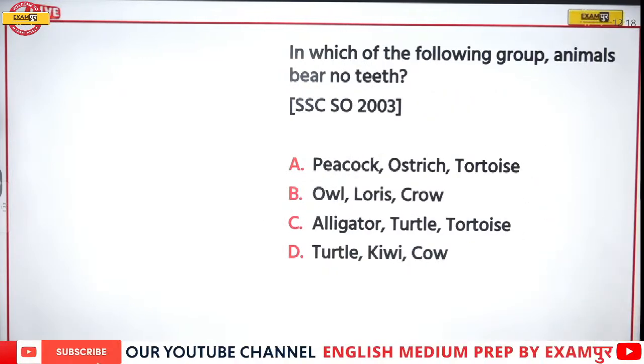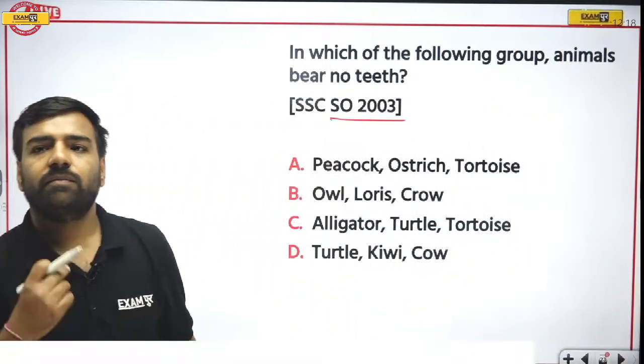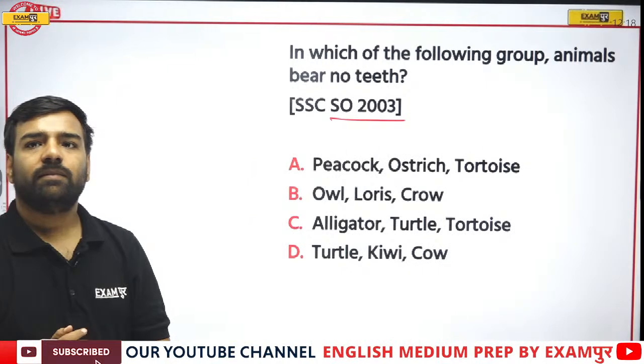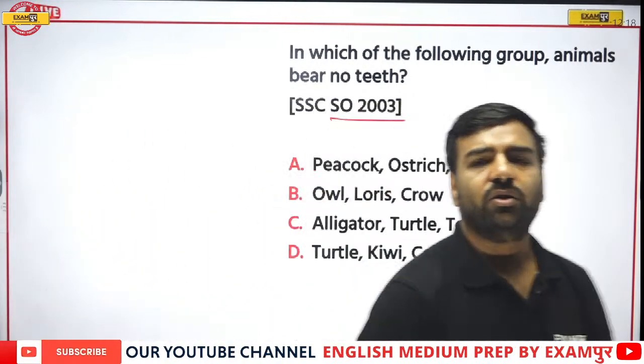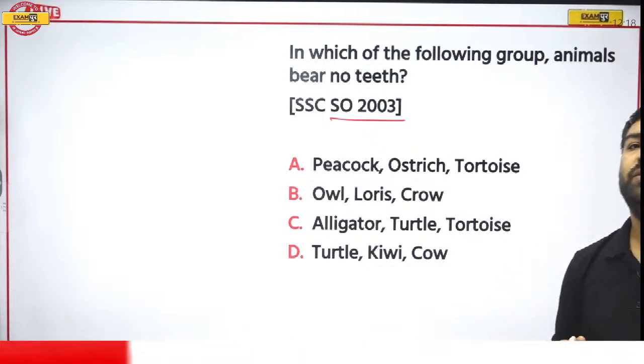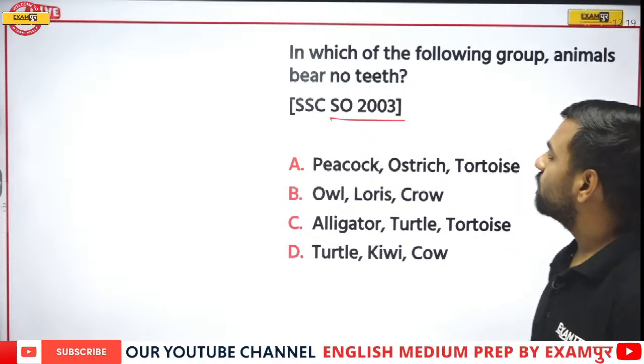Next, in which of the following group animals bear no teeth? This is from SO 2003. Amphibians are not crawling actually, correct? There we'll say that reptiles are going to be the correct ones. Ravin, fine.